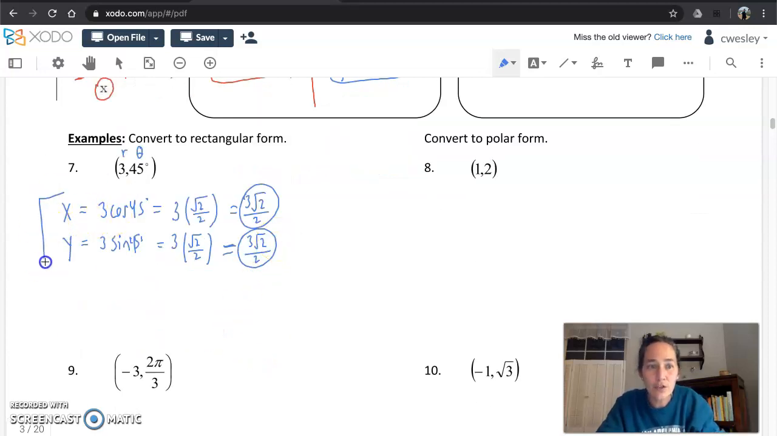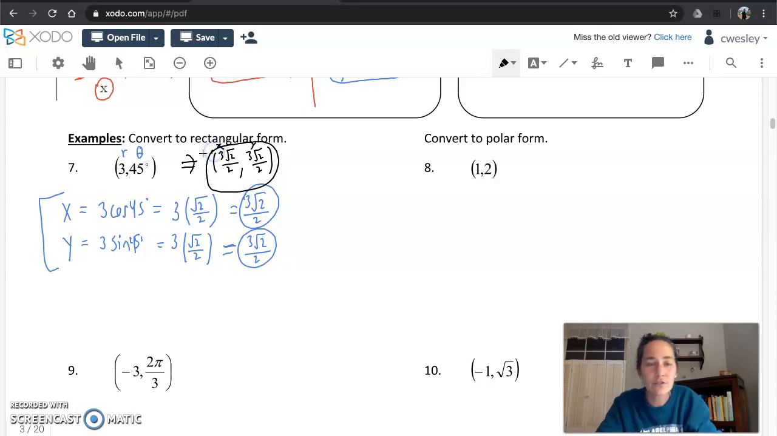If your question was presented to you in the format of an ordered pair, you need to give your answer as an ordered pair. So you've converted this to rectangular form, and the coordinates are 3 square root of 2 over 2, comma, 3 square root of 2 over 2, as x and y, like that.